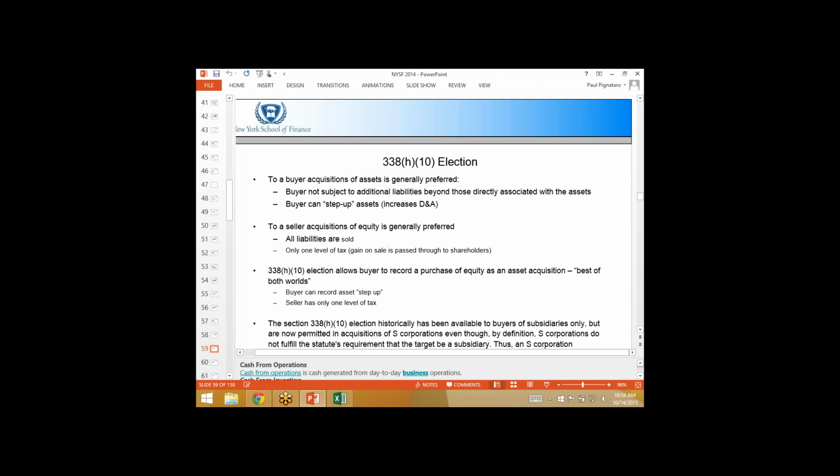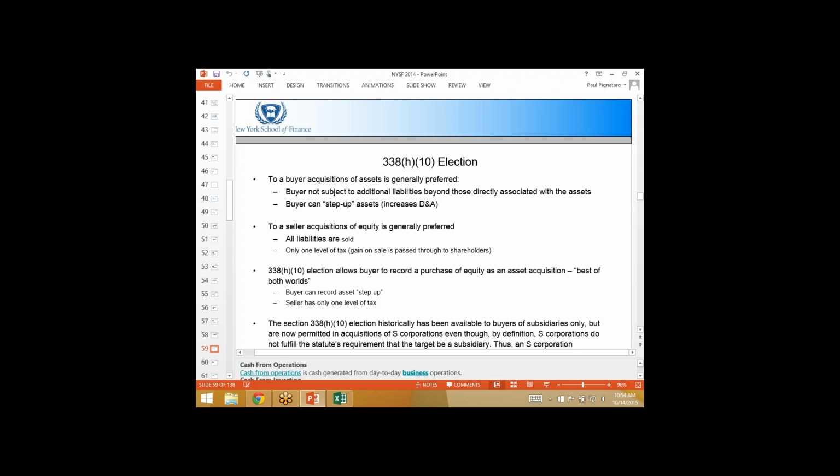So the third method is called a 338(h)(10) election. You've got to memorize it. It'll be on the M&A test or the LBO test. It's the best of both worlds, where the buyer can treat the acquisition as an acquisition of assets. At the same time, the seller can treat it as a sale of equity. Well, how does it work? Actually what's happening is you're selling the whole business, you're acquiring the whole business, but you get the benefit of stepping up that difference between price paid and book value, not as goodwill, but you're stepping it all up to PP&E. That's actually what you're doing.